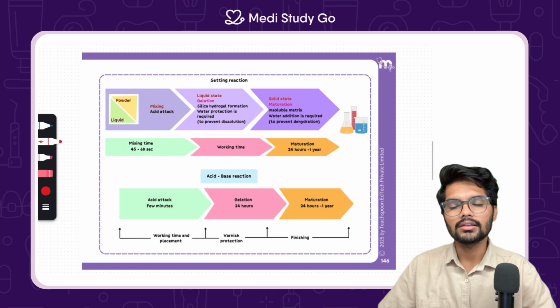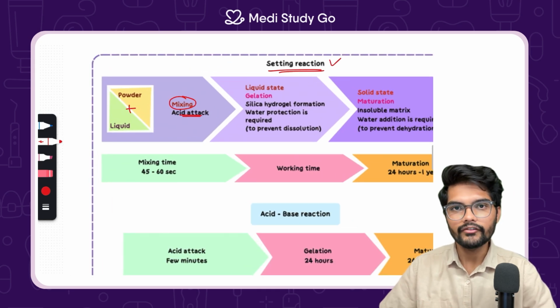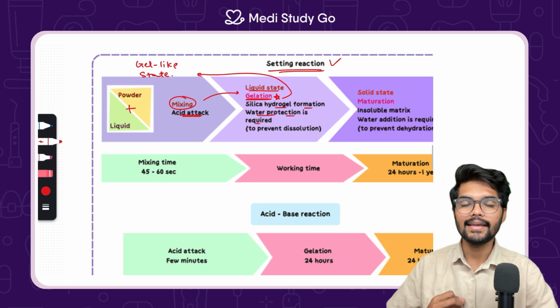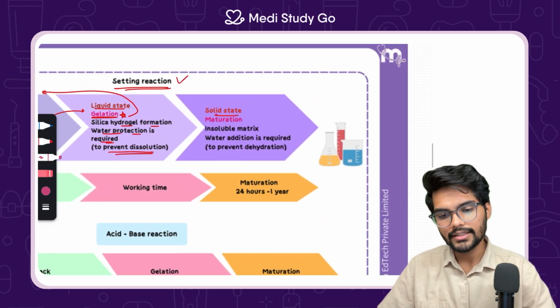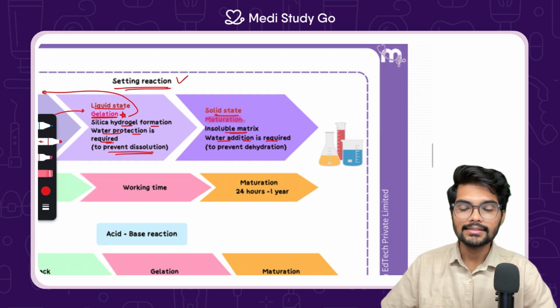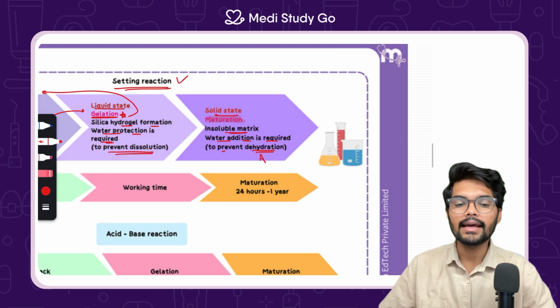So the first thing which happens is mixing, in which acid attack is the main event. After that we get a phase called gelation, in which the cement is in a liquid or flowable state. Silica hydrogel formation, water protection is required. After that we get the solid state or the maturation phase, where an insoluble matrix forms and water addition is required to prevent dehydration of the cement, and this is where the role of water comes into the picture.